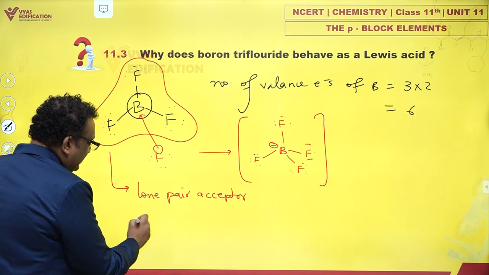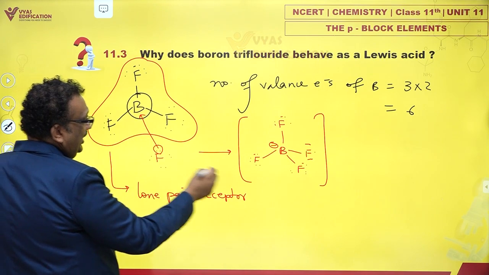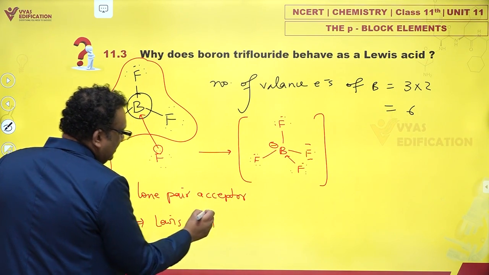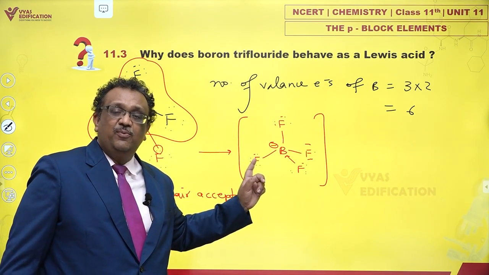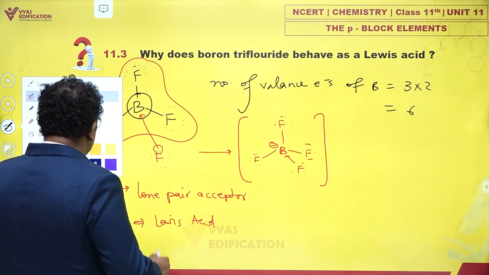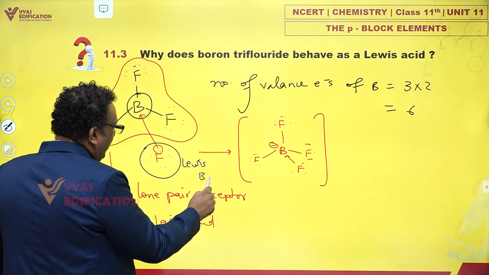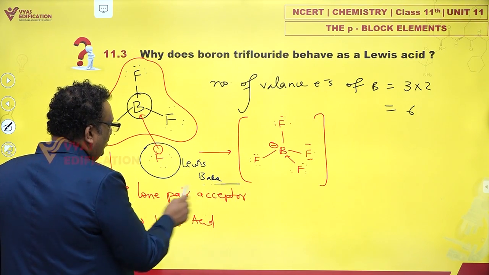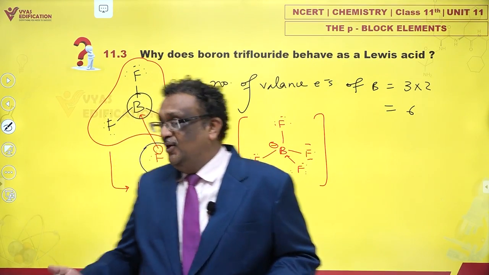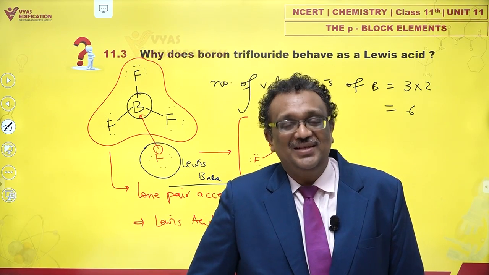And the species which accepts a lone pair of electrons to form a coordinate bond like this is called a Lewis acid. This is not a Lewis acid, this is the product. This is Lewis acid, and F minus ions which happen to donate a lone pair of electrons will be called a Lewis base. Why? That's the definition of Lewis acid and base. Lone pair donor is Lewis base and lone pair acceptor is Lewis acid. So this is a Lewis acid. Because of incomplete octet, it is Lewis acid.